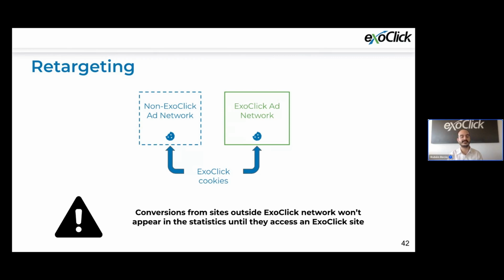It needs to come from ExoClick's campaigns. So what we're talking about here is the cookie. The goals cookie is what allows retargeting to happen. So if that user sees your ads and you're using pixel tracking and that user is not coming from the ExoClick ad network, we can still identify them through the goals cookie, but it won't be reflected in your campaigns until it visits a site from ExoClick.